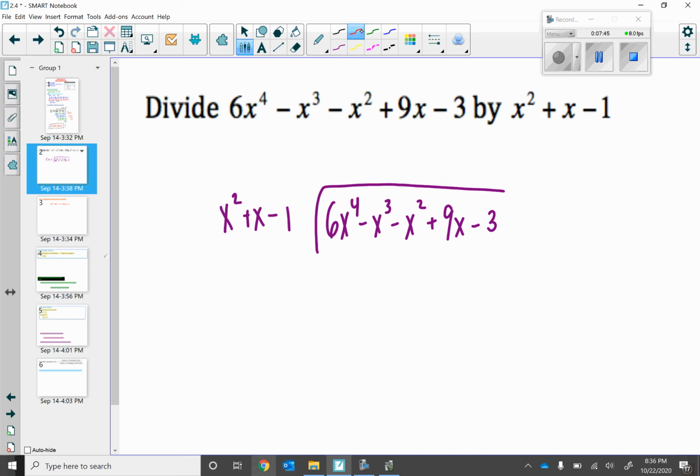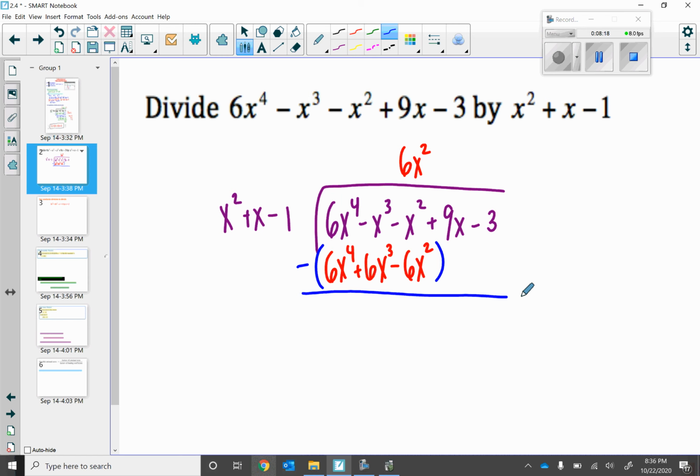All right. First move. How do I get from x squared to 6x to the 4th? I need a 6 and I need an x squared. 6x squared. So we multiply. 6x squared times x squared is 6x to the 4th. 6x squared times x is 6x cubed, and 6x squared times a negative 1 is a negative 6x squared. I am subtracting this entire thing. That's the biggest mistake people make, so be very careful.